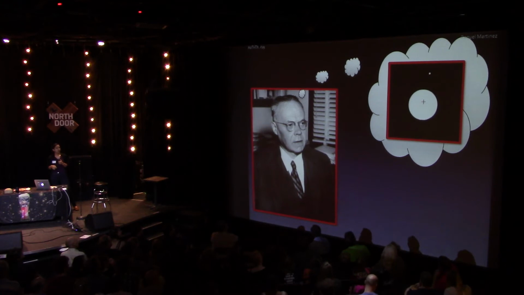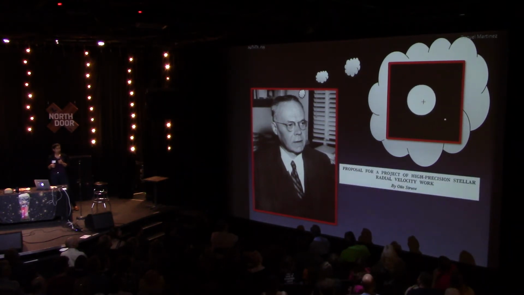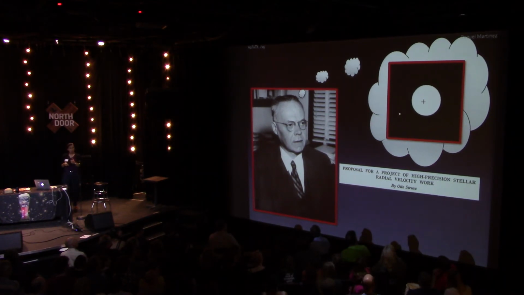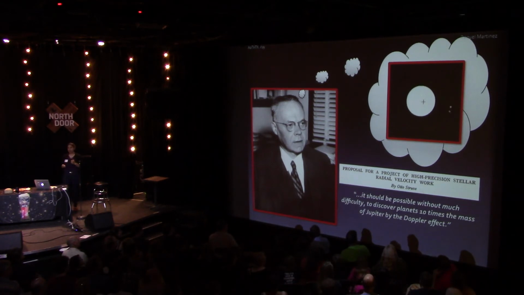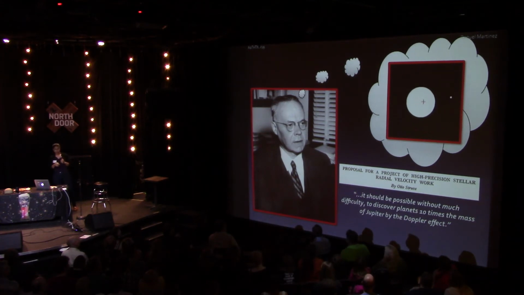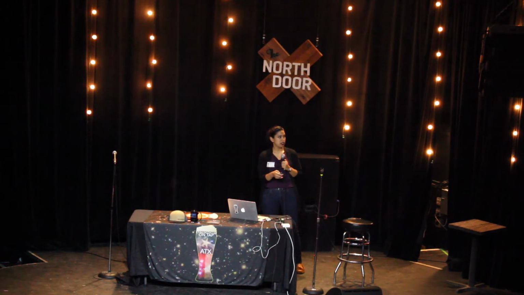And so in 1952, he wrote an article proposing this idea, a proposal for a project of high precision stellar radial velocity work, and in it he stated that it should be possible without much difficulty to discover planets 10 times the mass of Jupiter by the Doppler effect. And now, what the heck is that Doppler effect? Some of you may have forgotten, some of you probably still remember what it is, but if you forgot, I'm going to explain it, or someone's going to explain it to you.